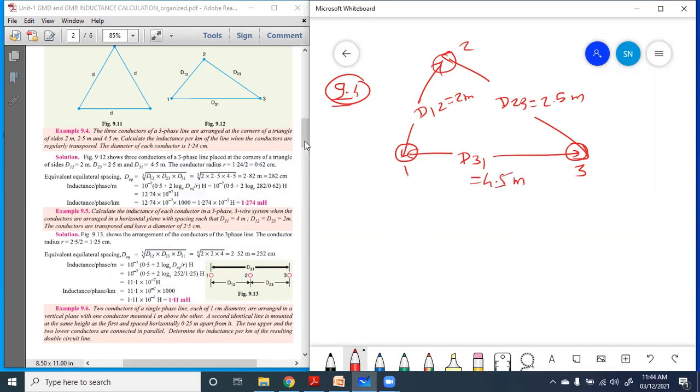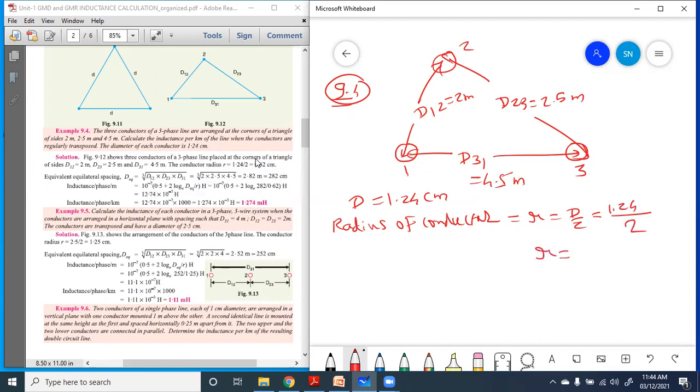In such a numerical, first of all we have to calculate the radius of the conductor. What is given? The diameter of the conductor is 1.24 centimeter. The radius r is equal to d by 2, that is 1.24 upon 2, so r is equal to 0.62 centimeter. Halving it, r is equal to 0.62 x 10^-2 meter.